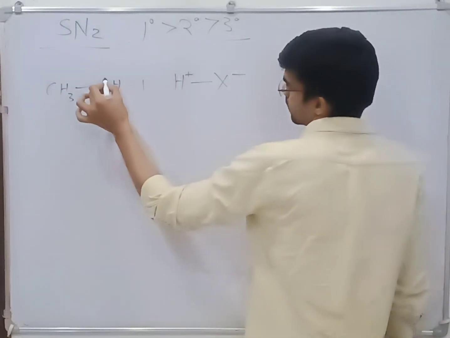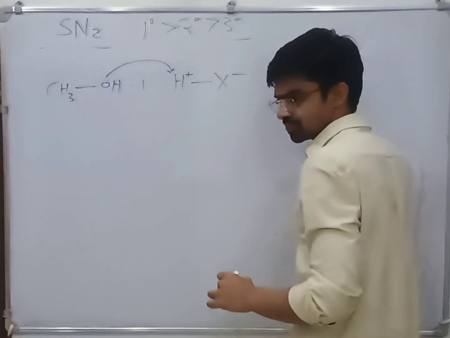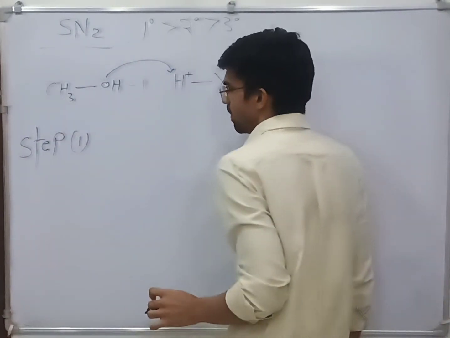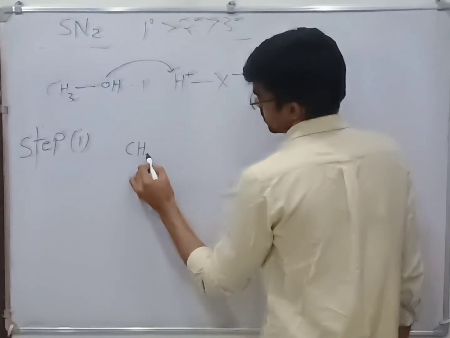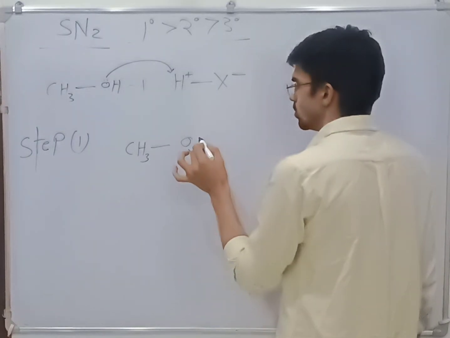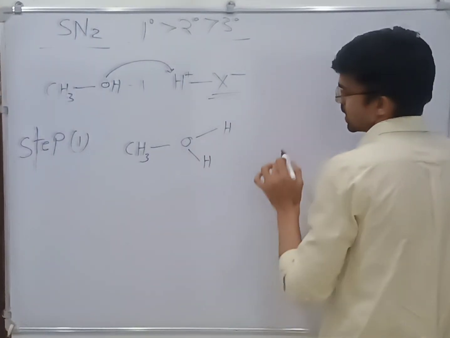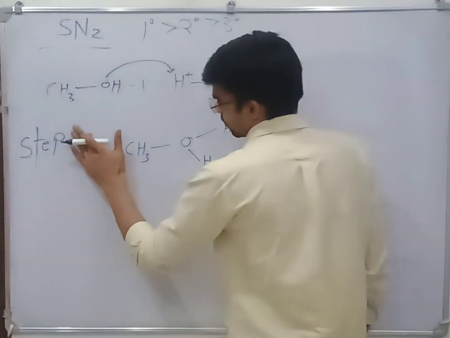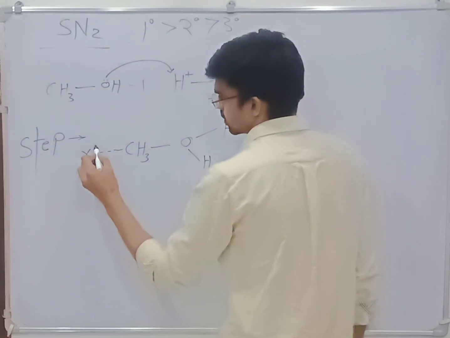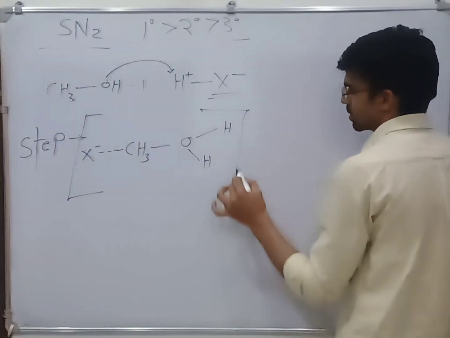Now again, what will happen? This oxygen will donate its electron to H plus. So in step number 1, this CH3 and this oxygen will donate its electron to H plus. At the same time, this X minus will attack from the rear side of the compound. This is called the intermediate product.